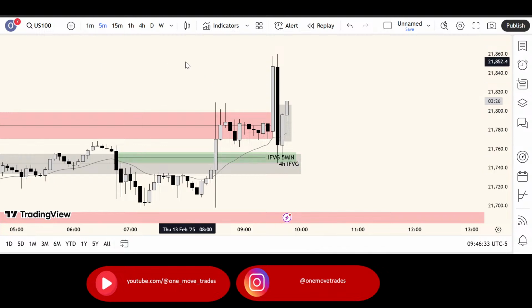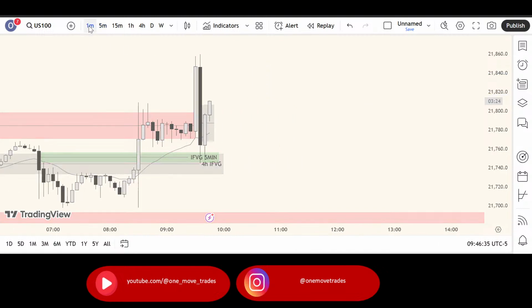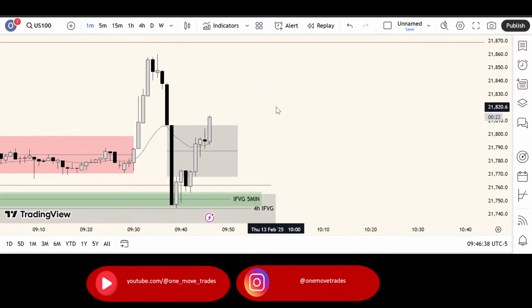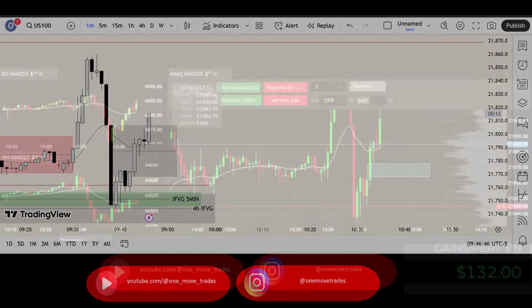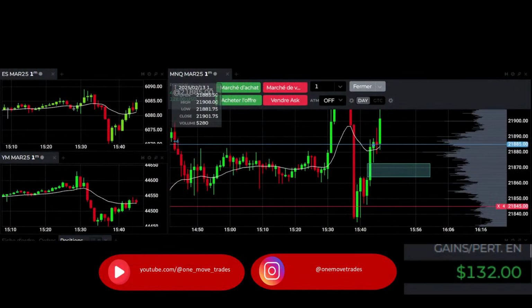So like I said in the first, I'm very bullish on Nasdaq. I don't want to trade against the bias of the week. So that will be the trade. I'm up $140.